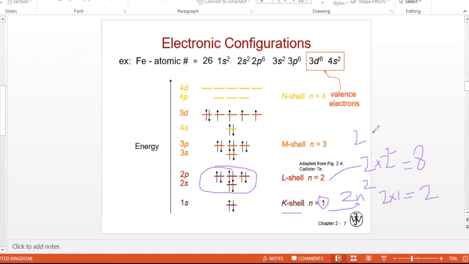In the third shell, that is 2 into 3 squared. 3 squared is 9, 9 into 2 is 18, right? So 3s2, 3p6, and 3d10: if you add together 10 plus 6 plus 2, that is 18, right? So this is a formula we use to find the number of electrons. You don't need to memorize it.